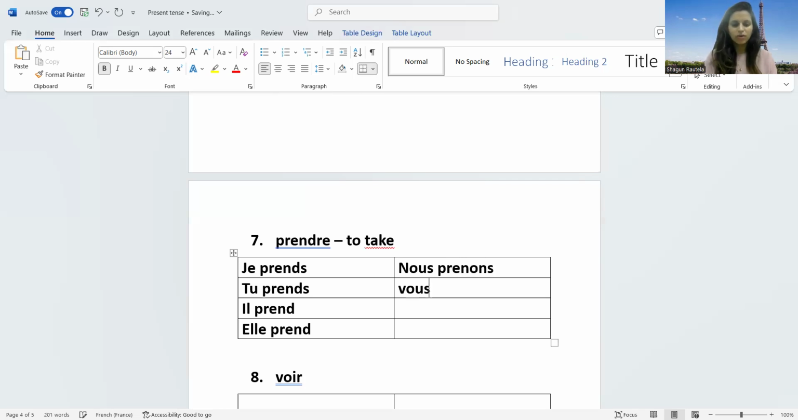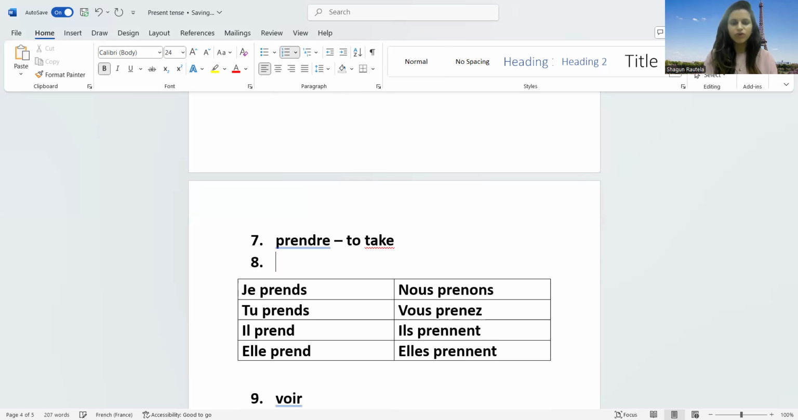Okay, right side, we're going to cut D as well. So, prenons, prenez, prennent. How are we going to make a sentence with prendre? Je prends mon petit déjeuner.